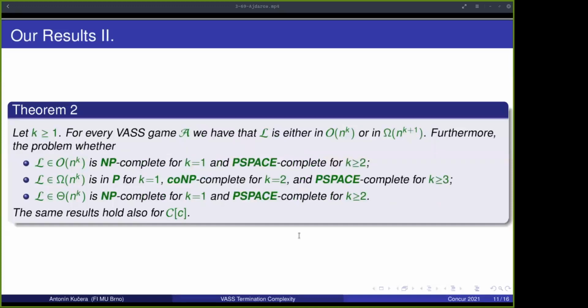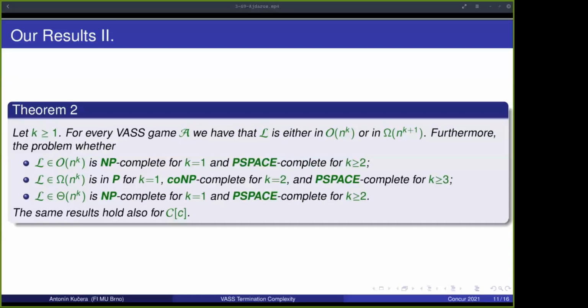Our second theorem gives the same sort of complexity classification for VAS games. So the theorem looks similarly as the previous one, only that the complexity classes are higher.